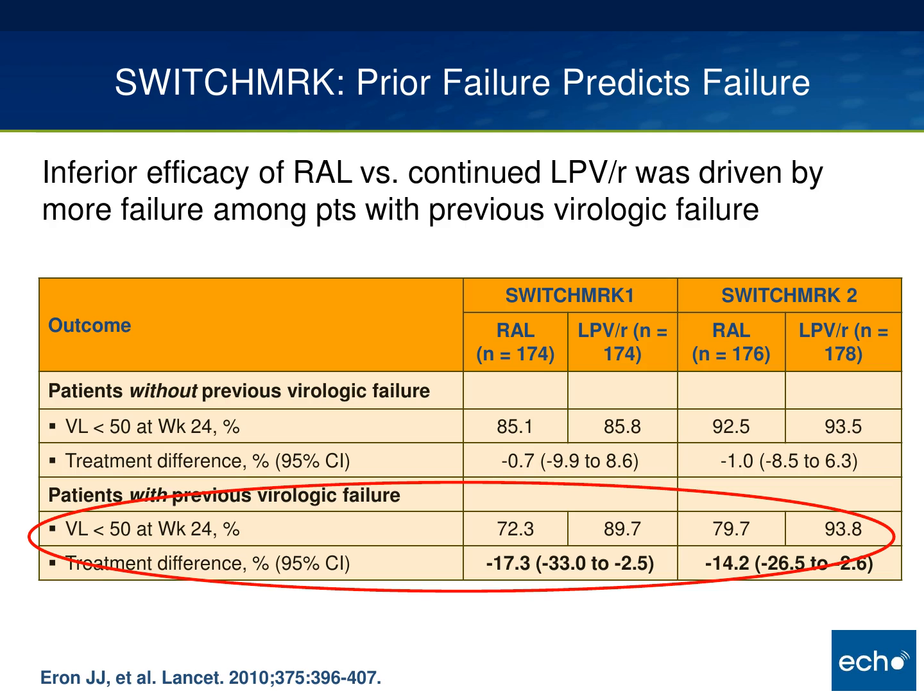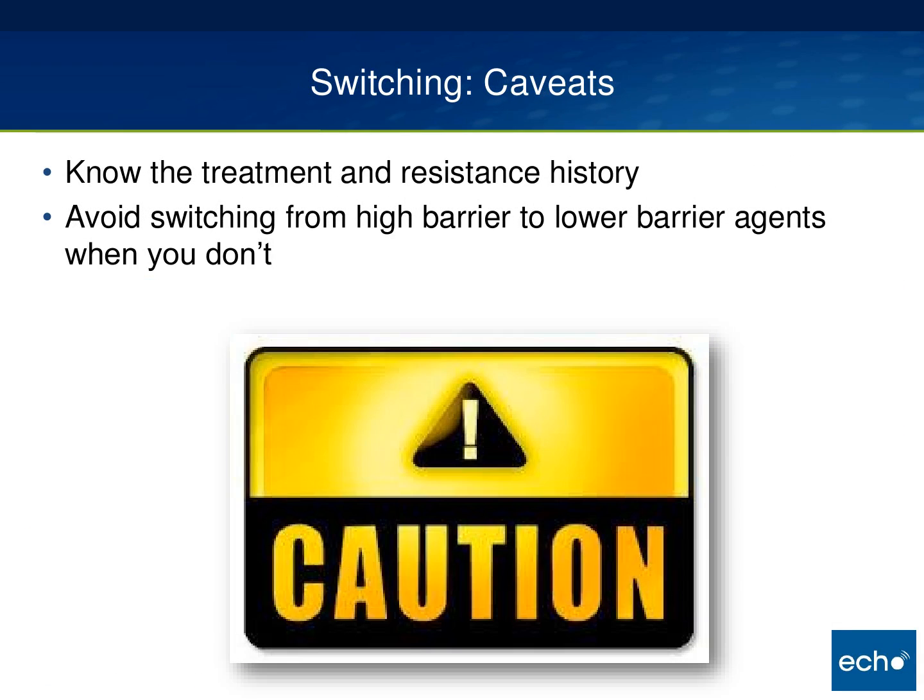And I think even though that study is old, we should never really forget it, because it reminds us that we still have to be intelligent about our switches and can't just make them because there's something shiny and new that looks good. So the caveats with switching are that you've got to know the treatment and resistance history of your patient. That's easy if they're on their first regimen. You don't need to know very much other than their baseline resistance results. But it's more complicated in the patients who have been treated for many years and have been on multiple regimens.